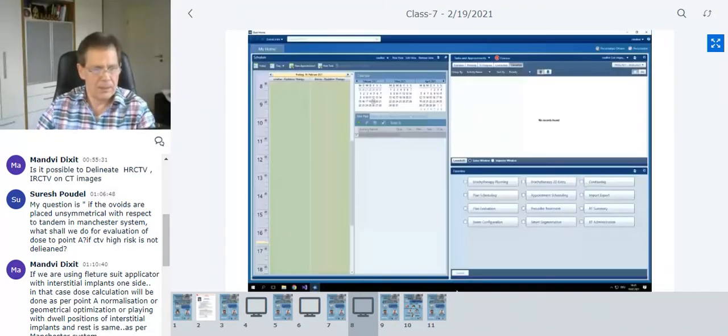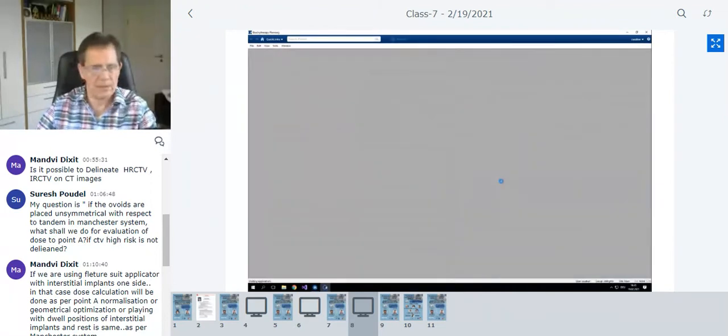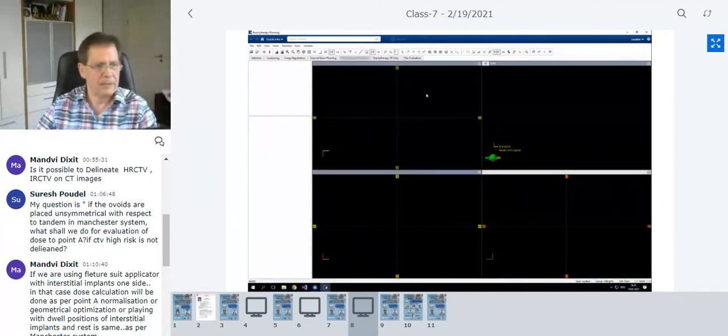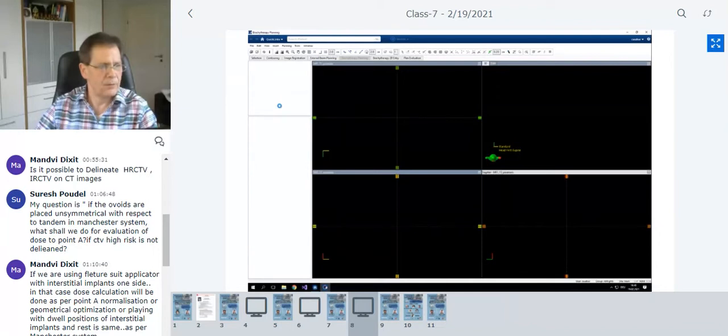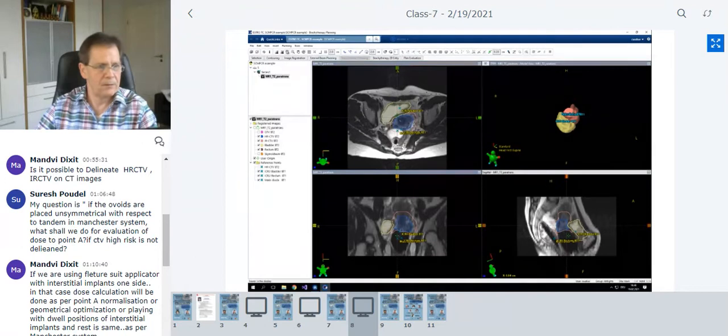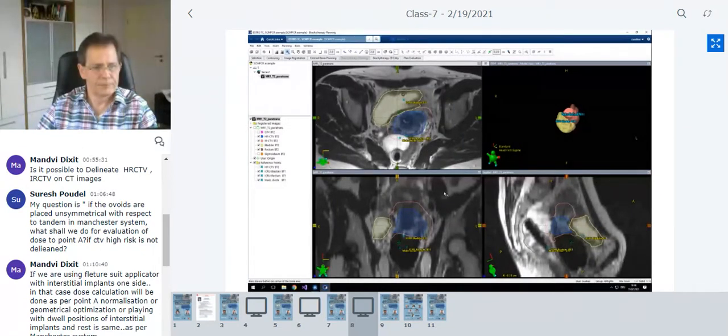I'm now switching to the planning system. So this is my BrachyVision planning system running on my PC here. I'm just going to open the planning module here, and I just load one example data set. So this is my image set, MR based. What we see is that it has already been contoured. We see a GTV, the high risk CTV, an intermediate risk CTV, bladder, rectum, sigmoid. If I activate the structures, we can all see the structures.